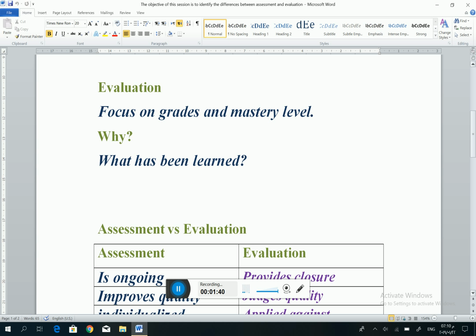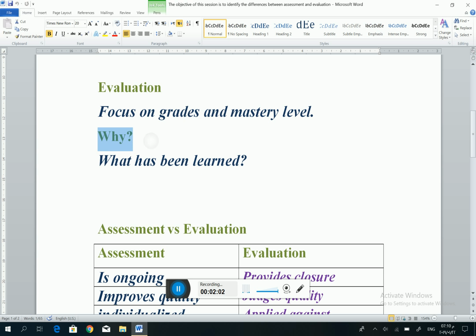Here, we came to the step of judging. Whenever you judge, you give students a grade. You give students a grade according to their mastery level. But why should teachers evaluate their students? Teachers evaluate their students to know what has been learned.